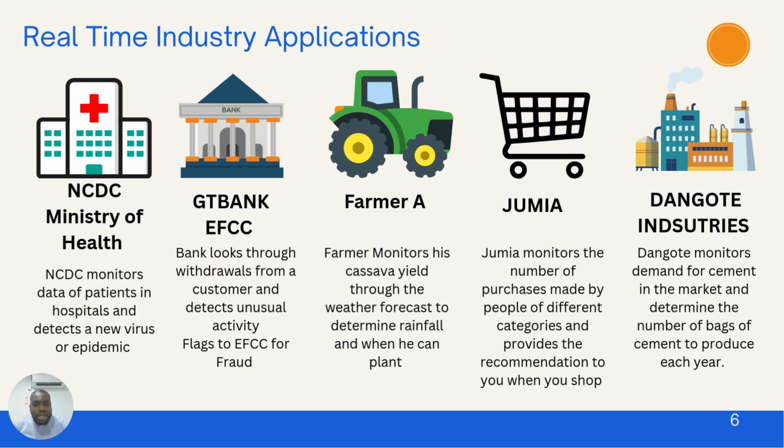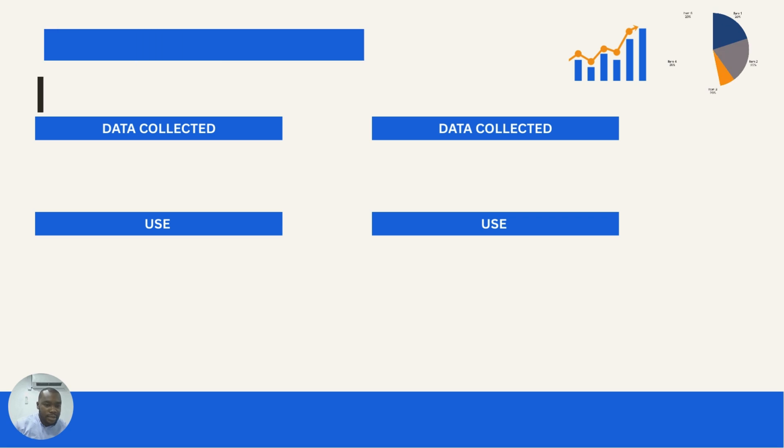For example, Dangote can monitor the demand for cement in the market and say, you know what, based on this demand, I'm going to monitor the number of bags of cement that I'll be able to produce every year. And then determine, okay, if there's huge demand for cement in September, we'll produce more cement in September to meet up with the demand.